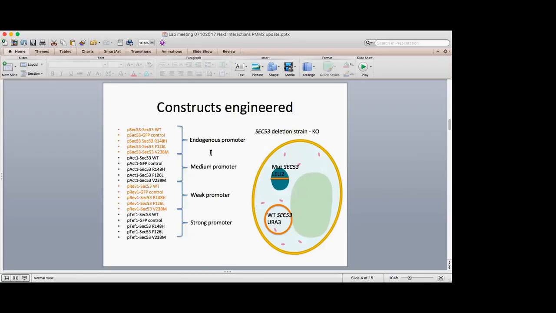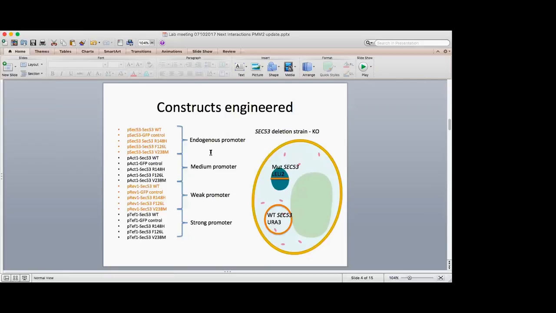So we use a number of different strength promoters. We use the endogenous promoter, the native promoter, and then we use kind of a weak, medium, strong regimen. And the names of those promoters are all referred to by that P and then those initials, so PACT1 or PREV1. Again, don't worry about those. Don't memorize those names. It's just important to know that we've got a range of strengths here, from strong to weak, and then of course the endogenous or the normal promoter for Sec53.